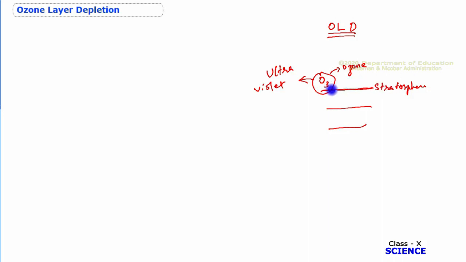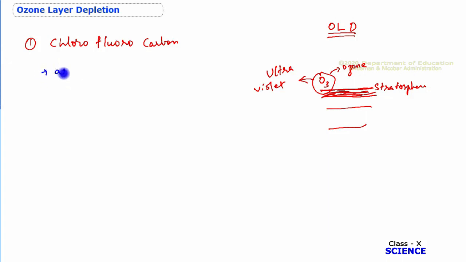Let us see how human activities contribute to the depletion of the ozone layer. First one is the release of chlorofluorocarbon. So students, you should know what chlorofluorocarbon is. Chlorofluorocarbon is one of the chemical substances used in various places. Let us see what are the various places.